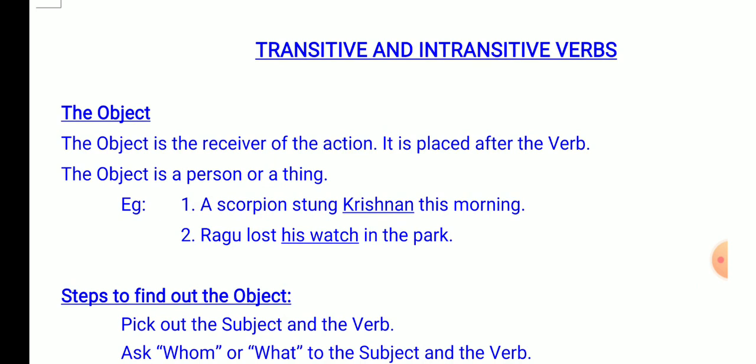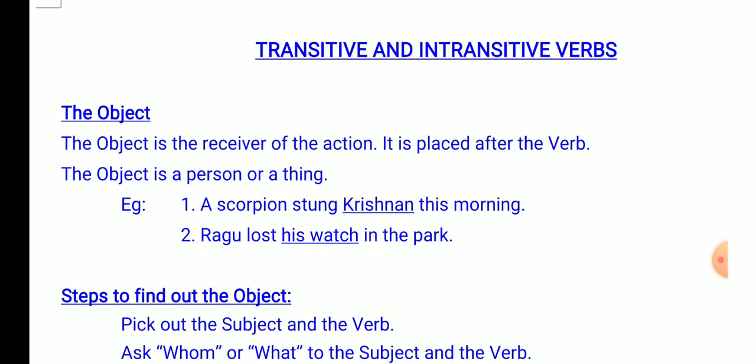Before moving to the transitive and the intransitive verbs, it is necessary to know about the object. The object is the receiver of the action. It is placed after the verb. The object is either a person or a thing. Look at the two examples given here.